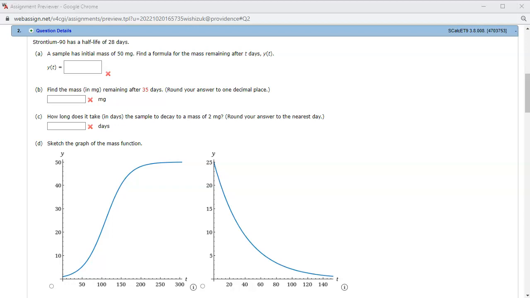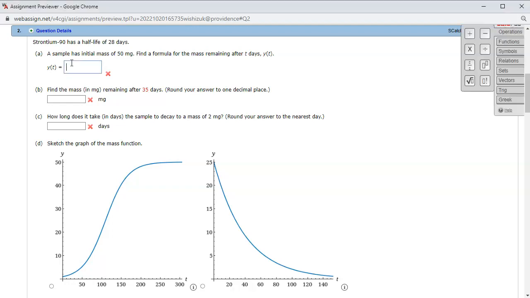All right, let's look at homework 3.8, problem number 2. It says strontium-90 has a half-life of 28 days. A sample has an initial mass of 50 milligrams. Find the formula for the mass remaining after t days. All right, so let's do that.